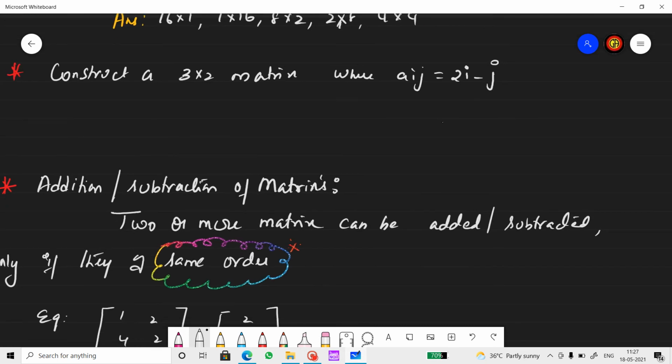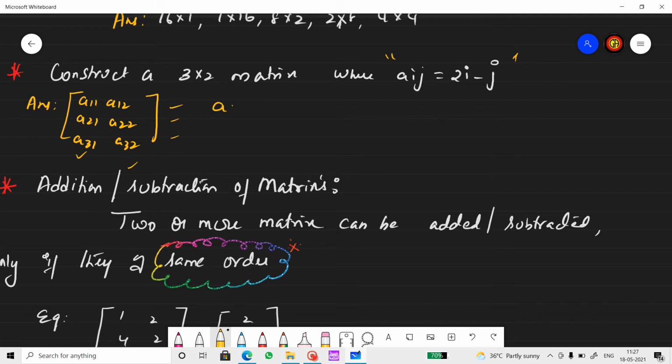Next one, construct a 3 into 2 matrix where Aij equals 2i minus j. So they want us to construct a 3 by 2 matrix, which means 3 rows and 2 columns. So a 3 by 2 matrix will have A11, A12, A21, A22, A31, A32. Now how many rows are there? 3 rows, isn't it? 1, 2, 3 and 2 columns, 1 and 2. Correct? The elements should satisfy this condition: Aij equals 2i minus j.